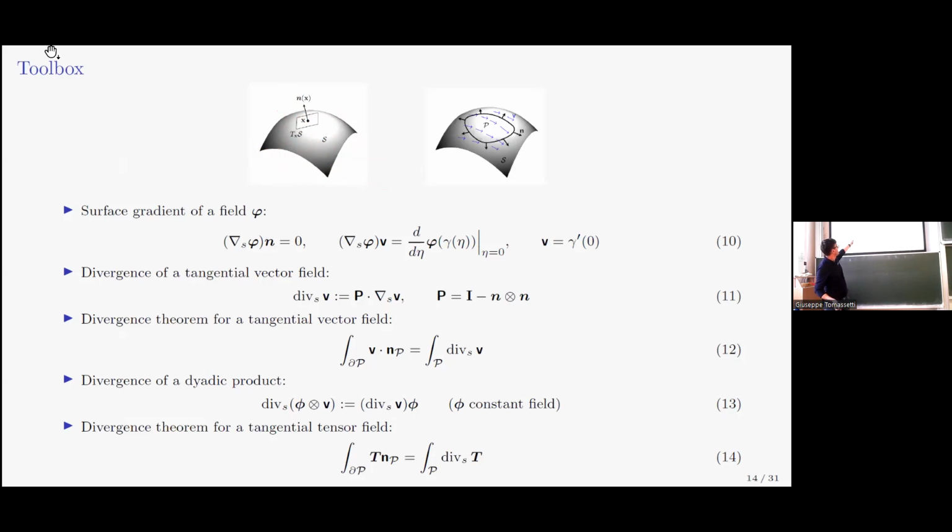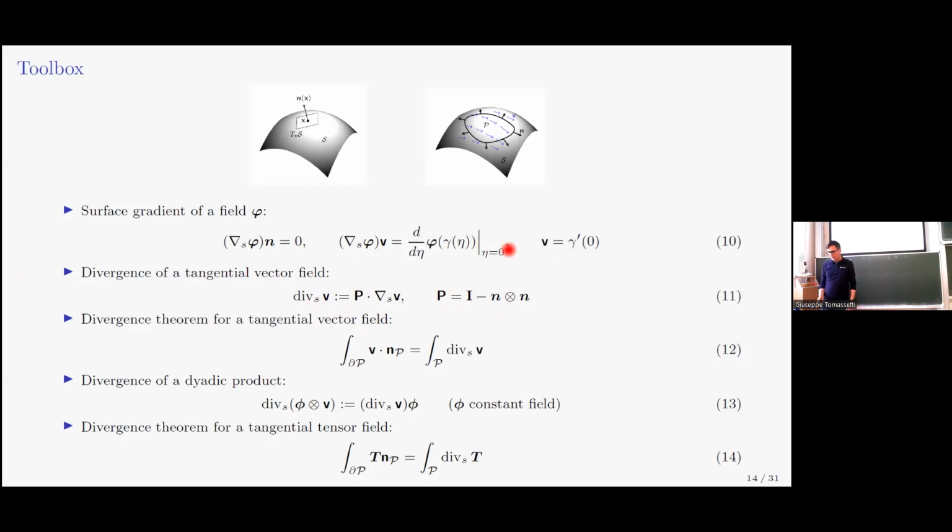And now I just extended to surfaces the standard differential operators that we use in continuum mechanics. So you have, for example, the surface divergence. The surface divergence is defined by taking the surface gradient of a vector field and contracting this with the projector on the tangent space, which is the identity minus the normal dyadic the normal. This is the projector on the surface.